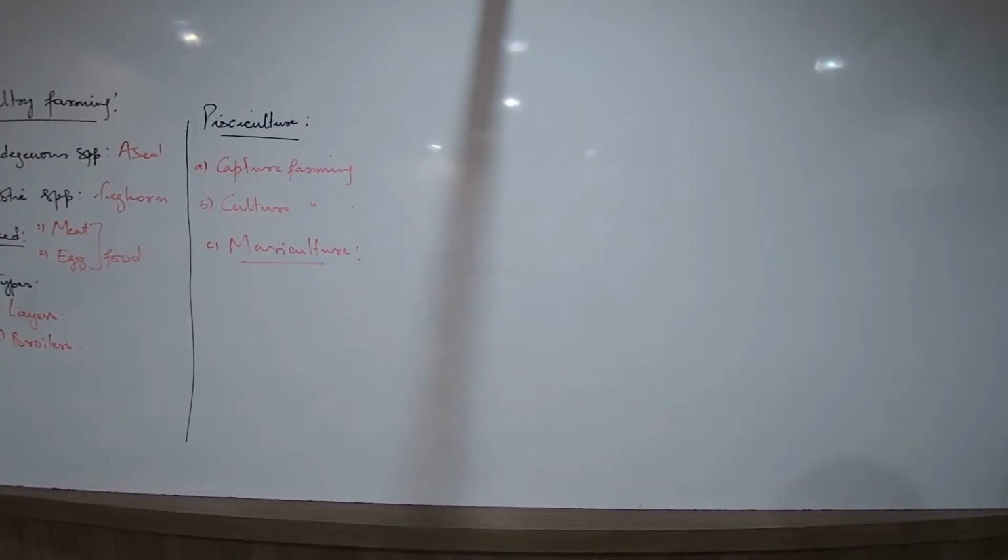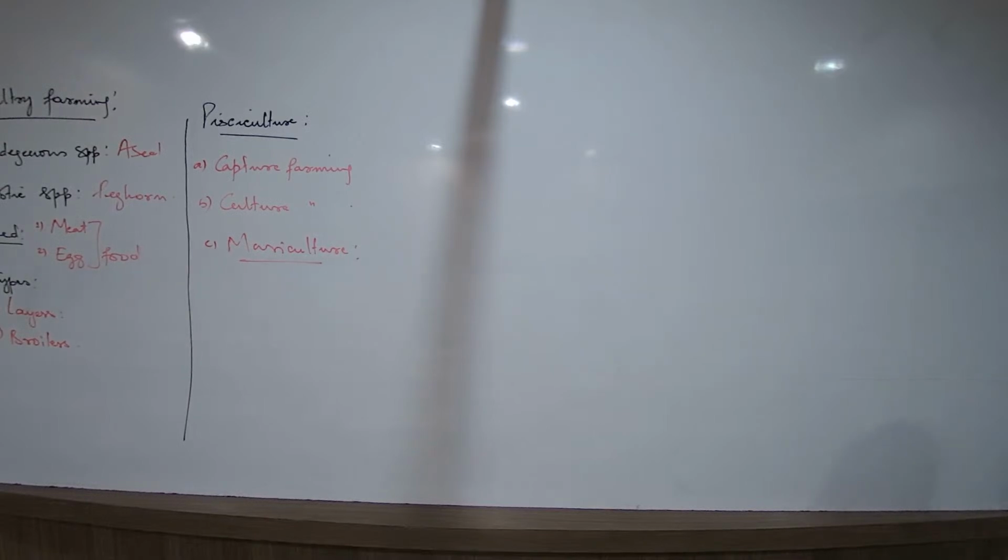Pond, lake, river, streams. These are inland water bodies. Small water bodies. Yes, but at the same time, some rivers are huge also. But we are talking about small water bodies, known as inland water bodies.